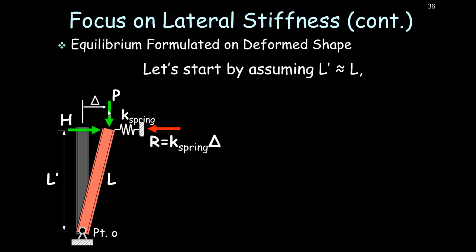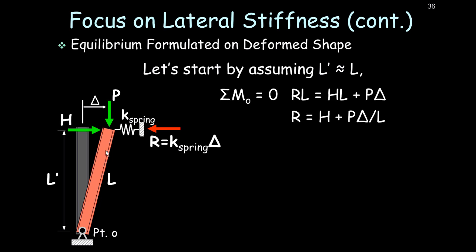So we'll keep things simple. Let's assume the deflections aren't very large, so the diagonal height, this length and this length, are approximately the same. If we sum moments across point P, we know the sum of the moments has to be 0. Acting in a counterclockwise direction, we've got R times L, the reaction times L, the height. Acting in a clockwise direction is a moment H times L, and that overturning moment P times delta. The next piece of math I did is I simply divided both sides by L.